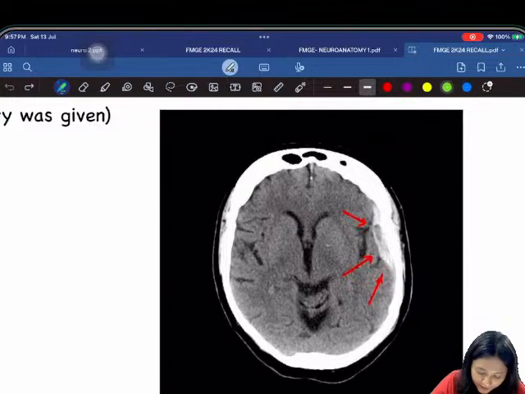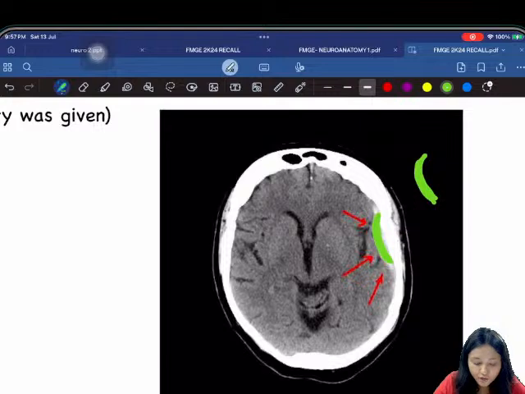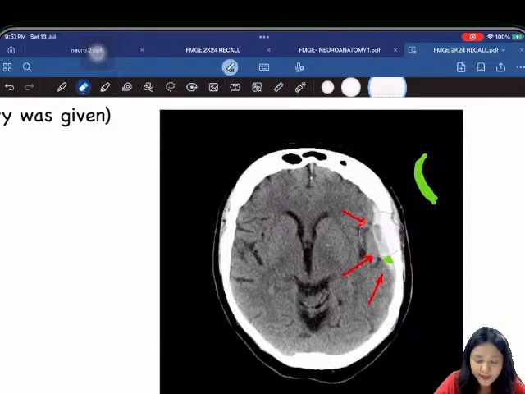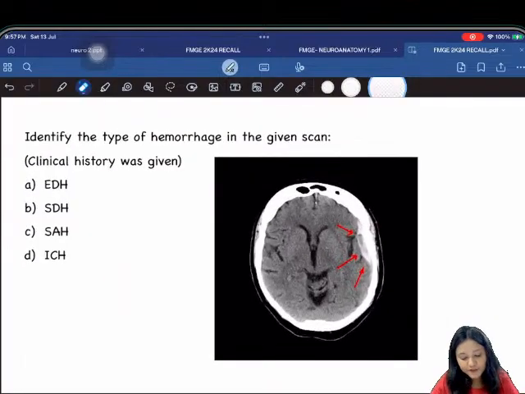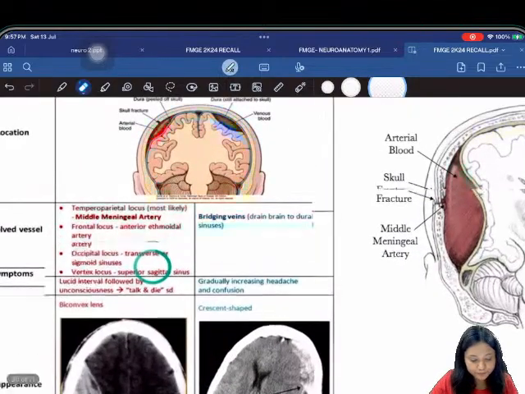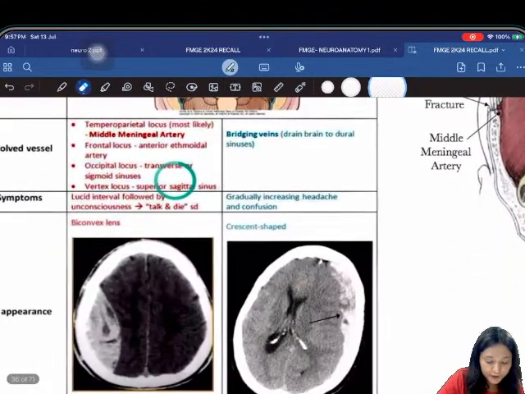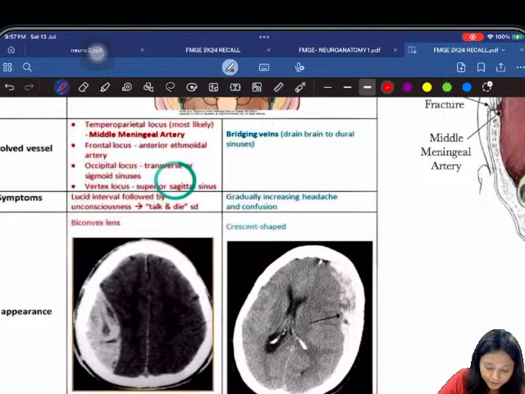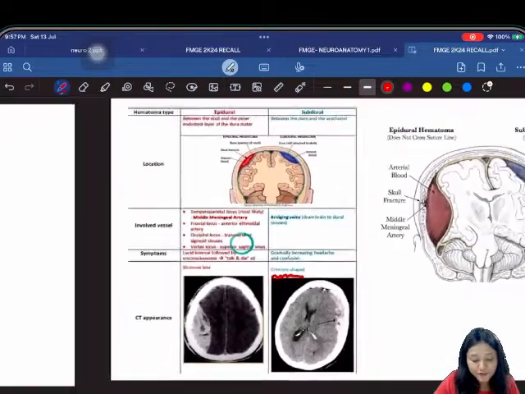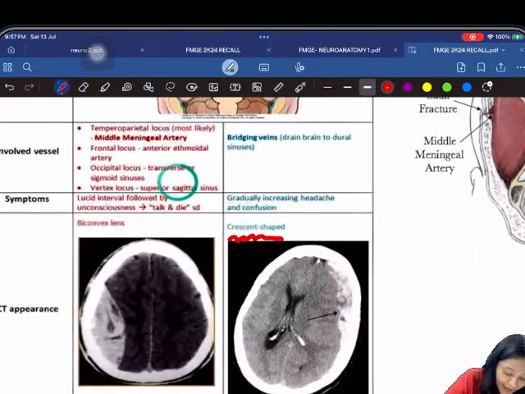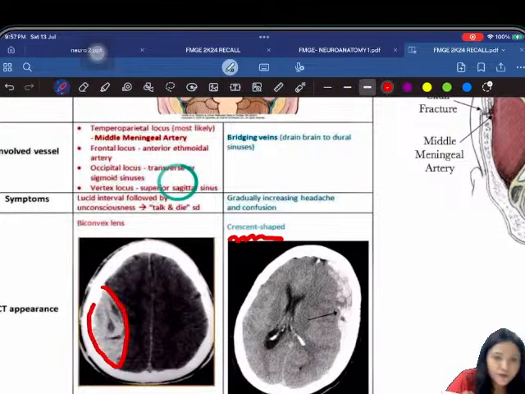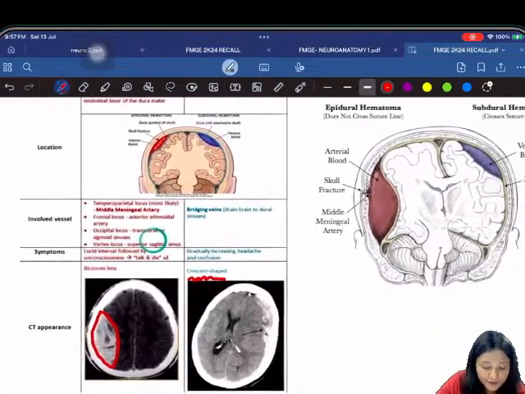Secondly, you can see that this is the shape of a crescent. Crescent means half moon. Okay, a half moon shaped hemorrhage you can see in the scan. Now where do you get a half moon shaped crescentic hemorrhage? So you know that, whenever you get a crescentic hemorrhage, it is your subdural hemorrhage. And if you get a very big biconvex hemorrhage, that is your epidural hemorrhage. Okay, this is a very, very important point.